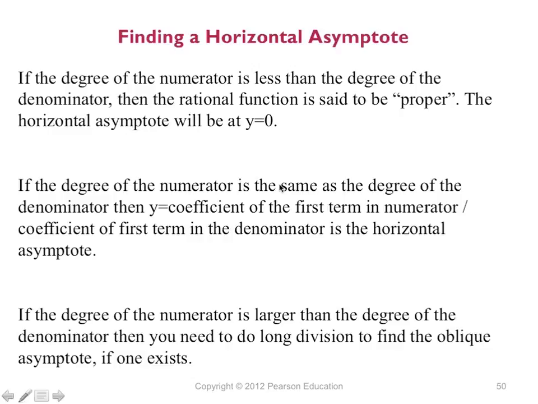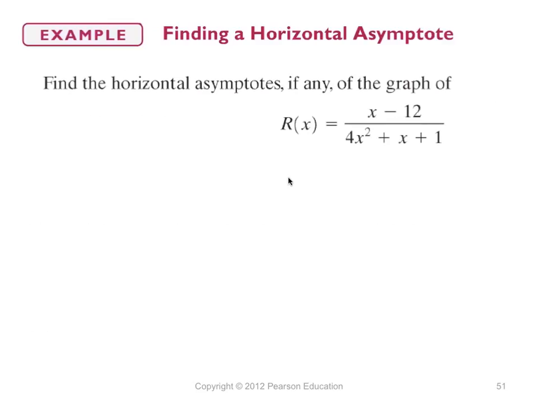If the degrees are the same, then you take the coefficient of the first term in the numerator and divide it by the coefficient of the first term in the denominator, and that's going to give you your horizontal asymptote. It's always going to be y equals some number. But if the degree of the numerator is larger than the degree of the denominator, then you have to actually do long division in order to find the oblique asymptote if one exists.